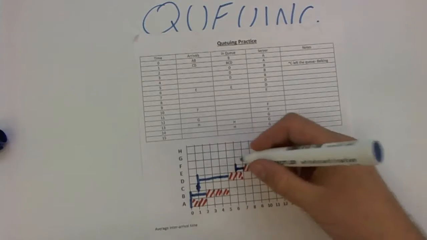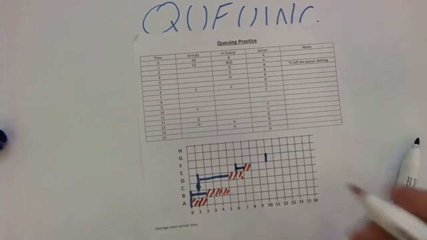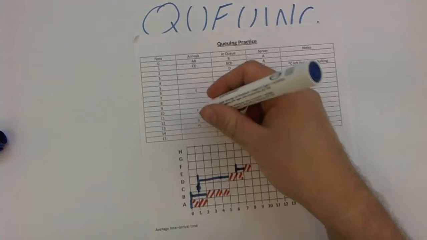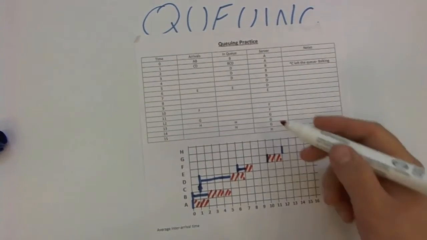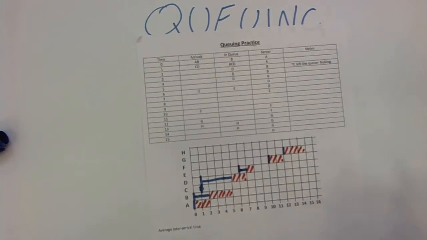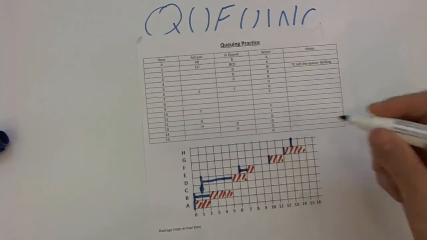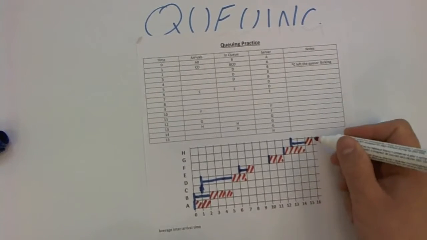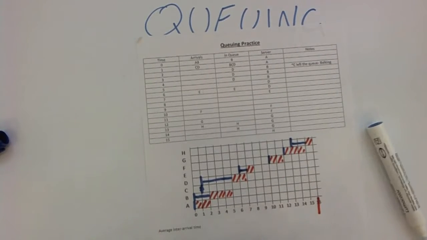So at the 10-minute mark, F turns up and gets served straight away because there's no one there, and he gets served for 2 minutes. G turns up at the 12-minute mark, and G gets served for 3 minutes: 1, 2, 3. Now H turns up at the 13-minute mark. H has to wait until G's done, and then H gets served, and our survey finishes. So we don't know how long H was served for.